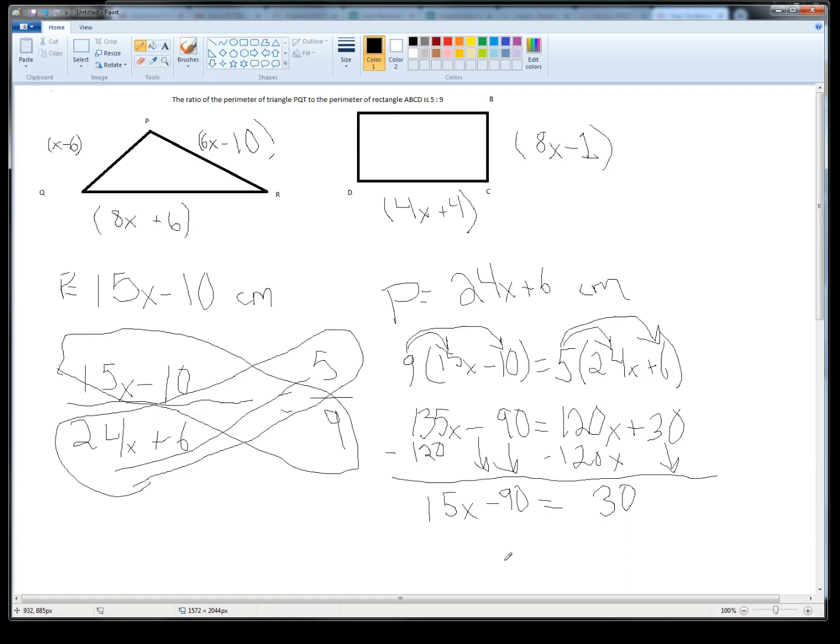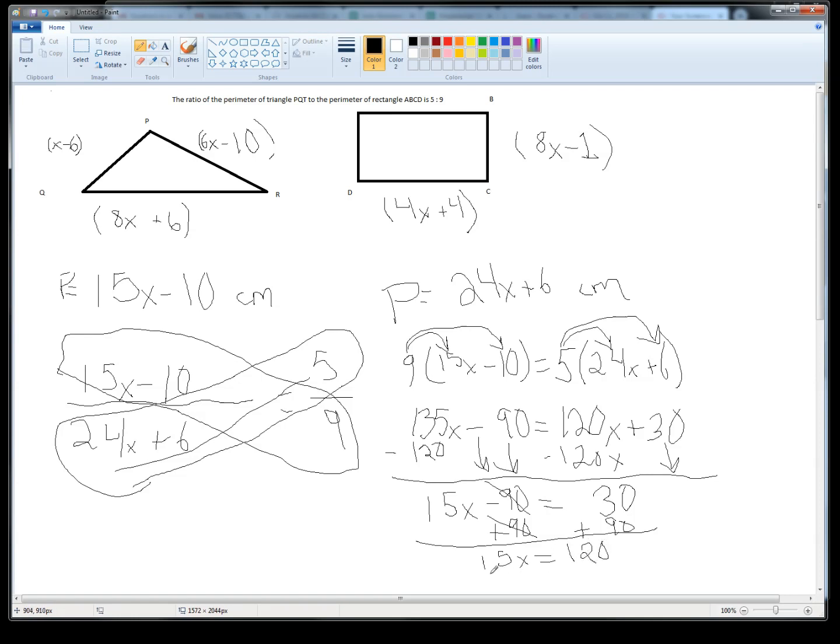Okay, I want to get x all by itself. I got one more step. I got to get rid of this minus 90. The way I undo subtraction is with addition. So then I have, these go away because minus 90 plus 90 is 0. And I have 15x equals 120.